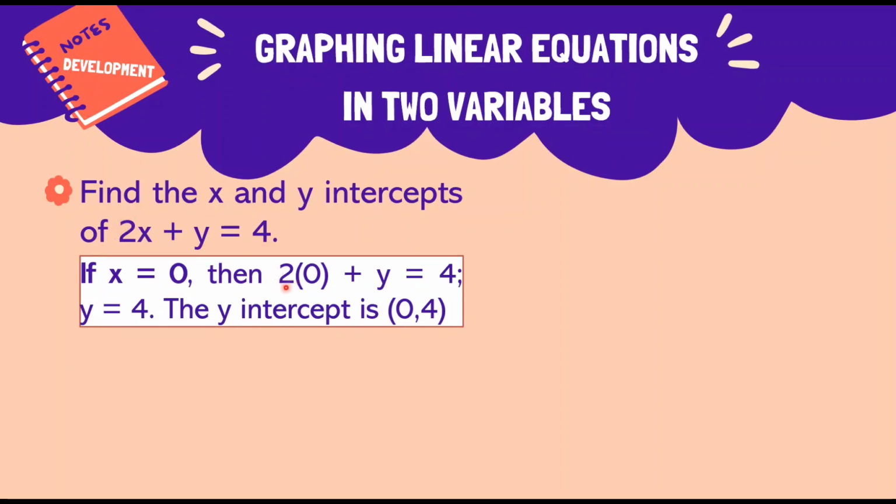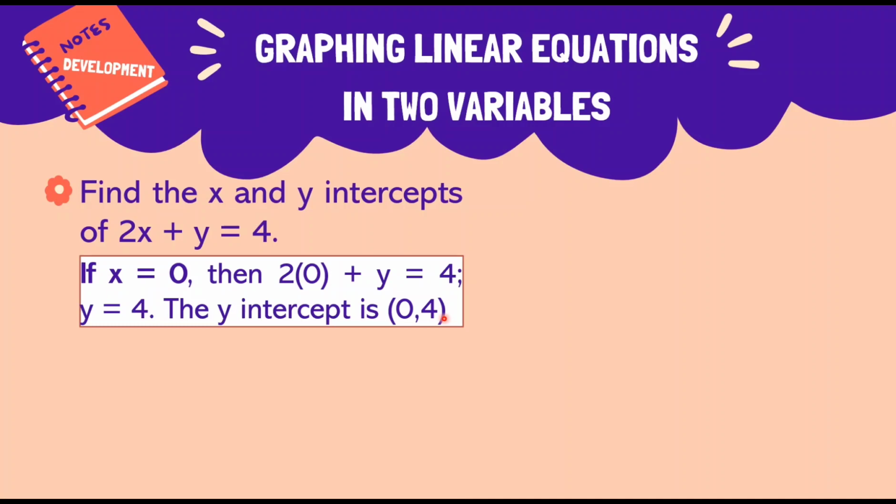So it becomes 2 times 0 plus y is equal to 4. Since 2 times 0 is equal to 0, 0 plus y is y. And then the value of our y is equal to 4. So y is equal to 4. Therefore, the y-intercept is (0, 4). Okay, so I hope you're following our process.